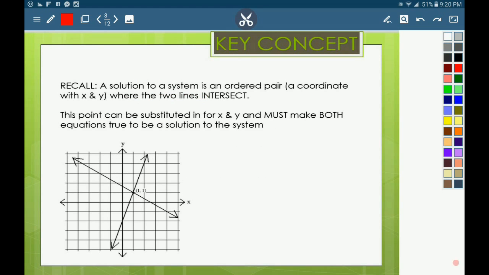So let's take a look at our key idea here. I have a little recall sentence here, meaning this is something that you have already been told. A solution to a system is an ordered pair or a coordinate with x and y where the two lines intersect. So if you look at my diagram below, I have an intersection point of this system at (1, 1). That means that x equals 1, y equals 1, and whatever system that these two lines create, the x being 1 and y being 1 is the solution. It actually fits into both equations.